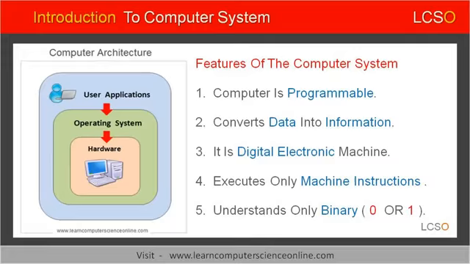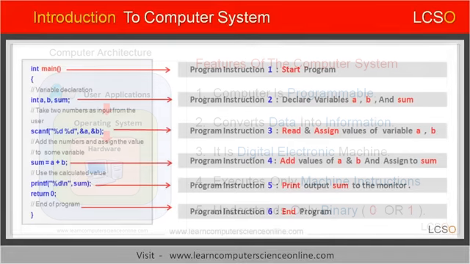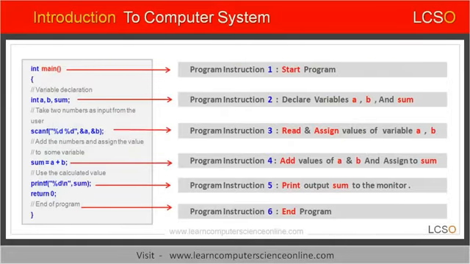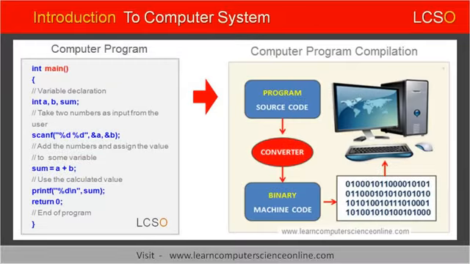The computer system has some important features. These features are: first, the computer is programmable. The term programmable means each task performed by the computer is directed by a set of instructions. This set of instructions is called a computer program. The computer program directs the computer system to perform specific operations. In other words, the computer will perform the task only as per the program instructions.